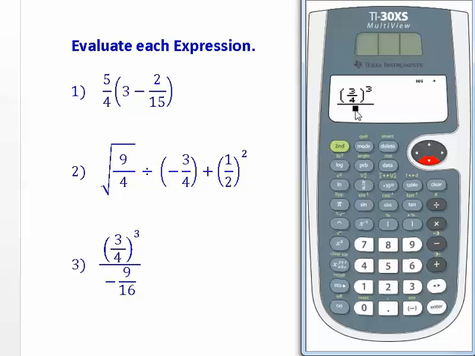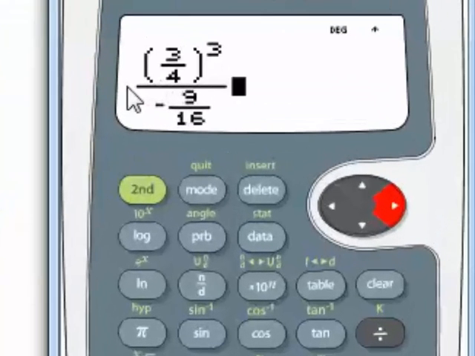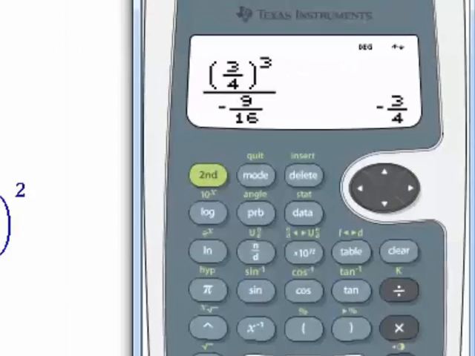Notice it's blinking in the denominator, and we can input the -9/16. So -9, the ND button, 16. Move to the right, and let's just double check to make sure that we typed it in correctly, and we did, and press enter. So the answer is -3/4.